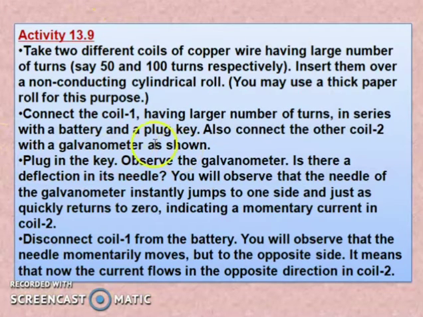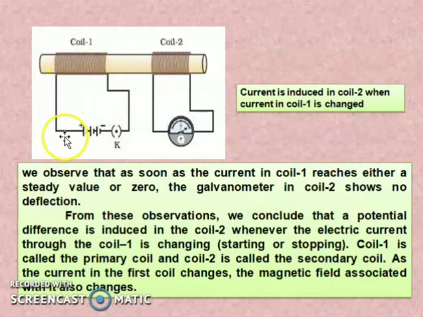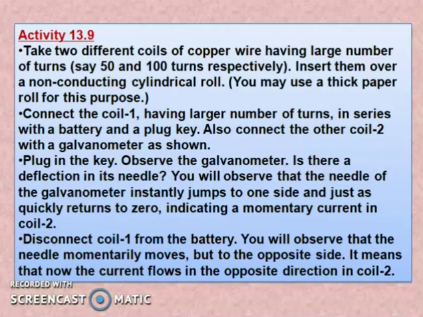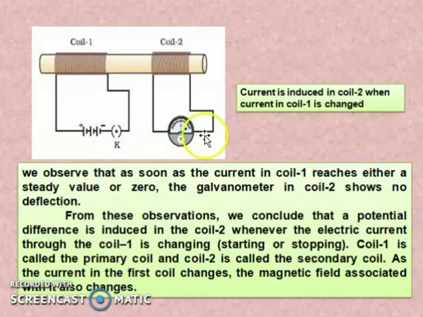Connect coil 1, having a large number of turns, in series with a battery, a plug and a key. So the first coil will be connected to the battery and a key. Next, the second coil is connected to a galvanometer as shown in the figure. You can see this is coil 1 and coil 2. Coil 1 is connected to the battery and key, and coil 2 is connected to the galvanometer.